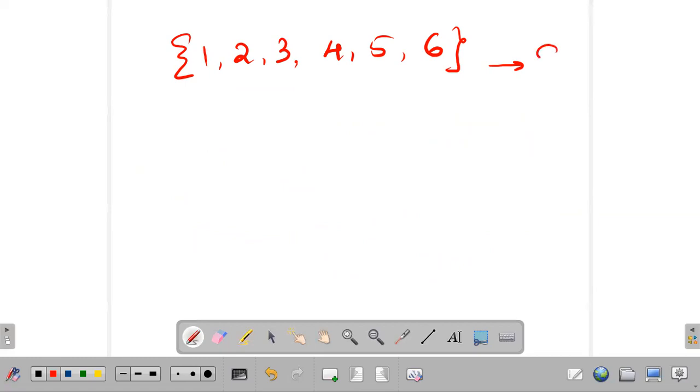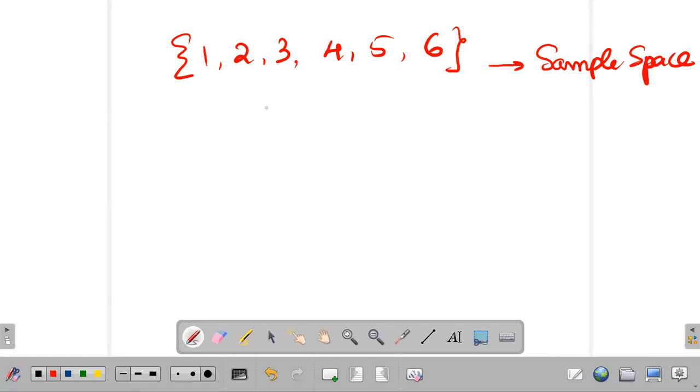I call this 1, 2, 3, 4, 5, 6. When I am rolling a dice, 1, 2, 3, 4, 5, 6, I call them the set of all possible outcomes. I call it the sample space. Sample space is nothing but that set that indicates all possible outcomes, 1, 2, 3, 4, 5, 6. That's called the sample space.